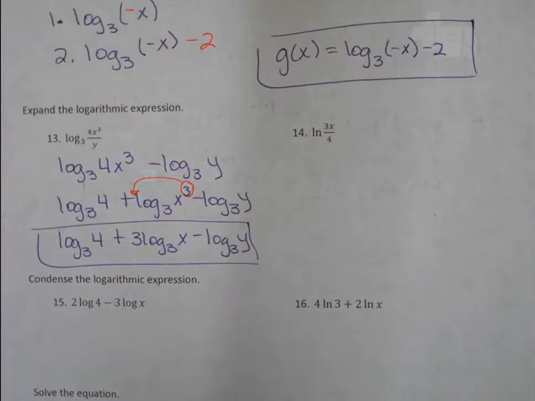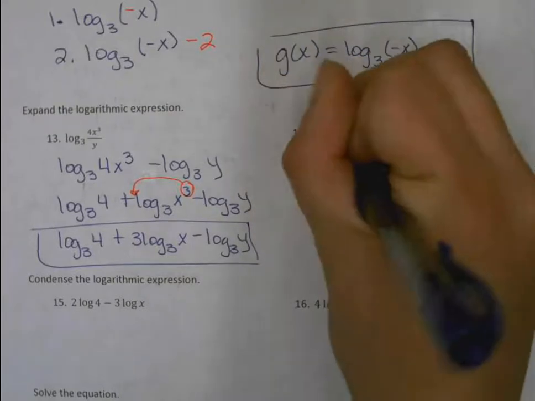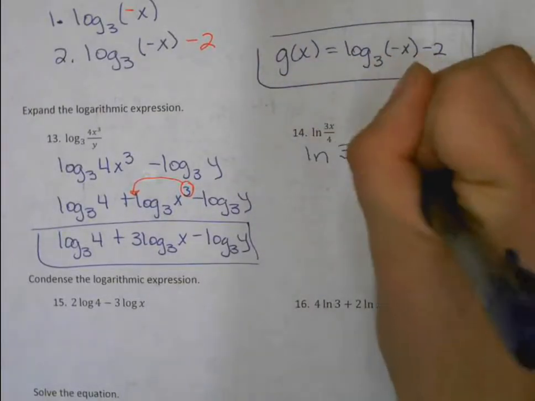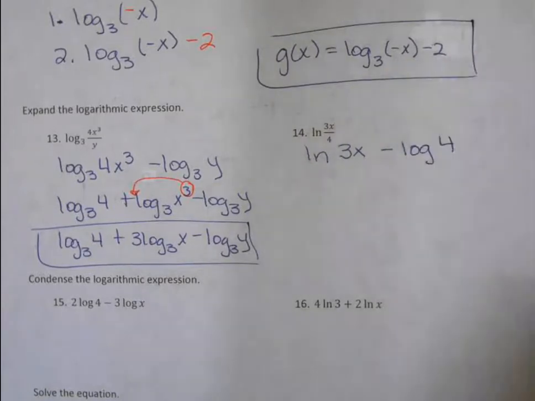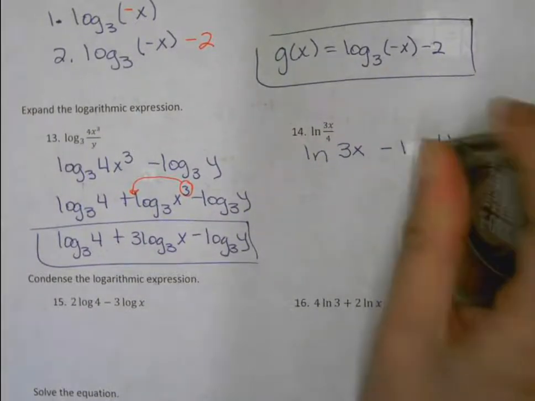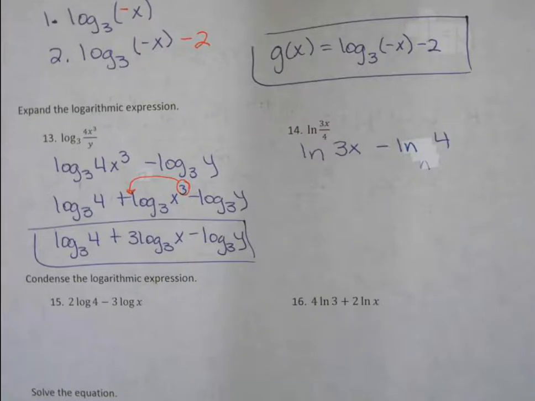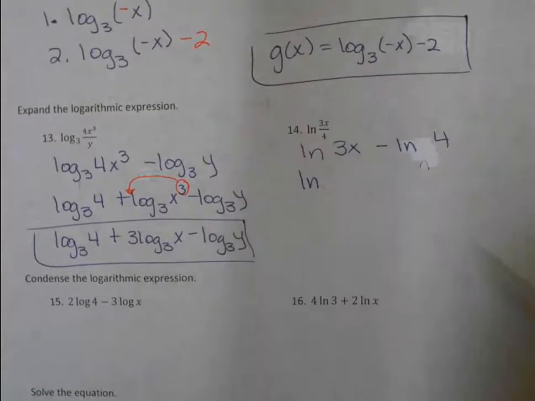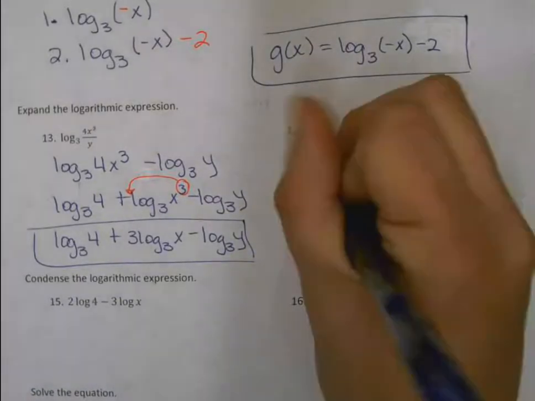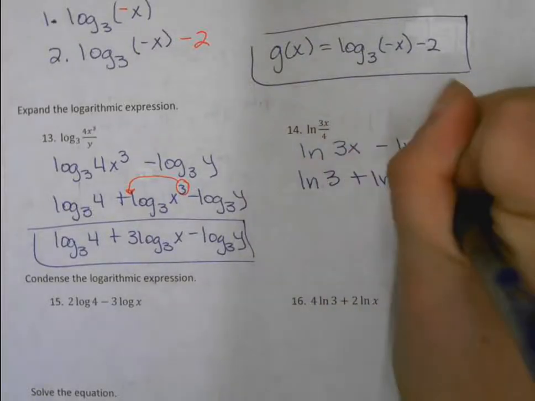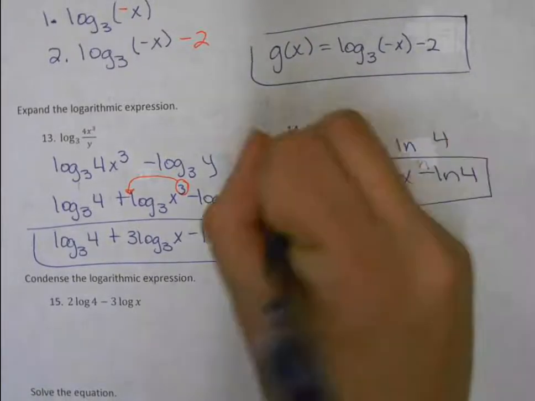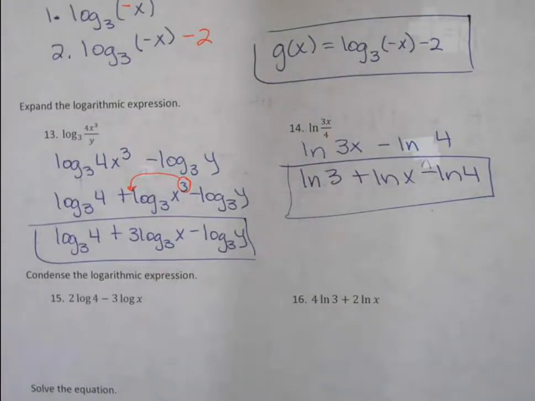Okay, so then I want to do the same thing for number 14. Even though it says ln, it works the same way. I split fractions with subtraction. Why did I write log? Because it's broken. Okay. Can I split it up more? That's what I wrote. Yep. Yes. Or whatever it is, ln or log.